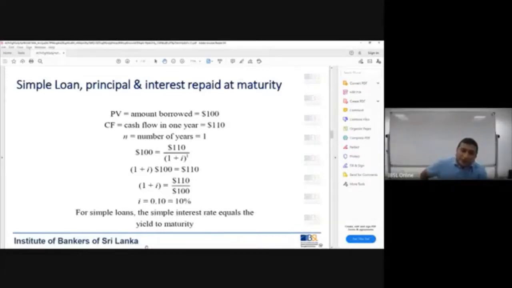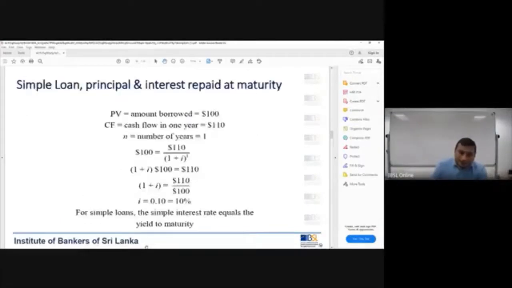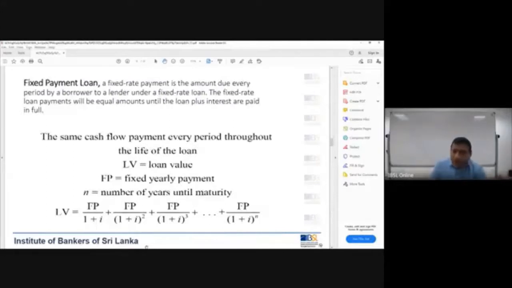So in the simple loans case, what you are basically seeing is that the interest rate is no different to yield to maturity, because you keep the loan until its lifetime is over. So this is one financial asset that you will come across. You go to a bank, they might structure a product like this and give it to you. And similarly, if you go to a financial market, they might give you a fixed payment loan.